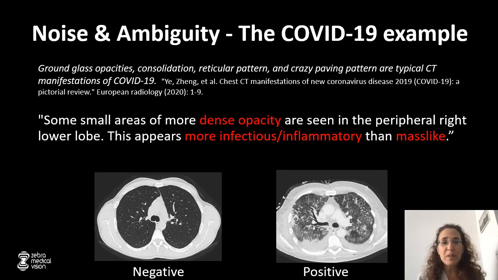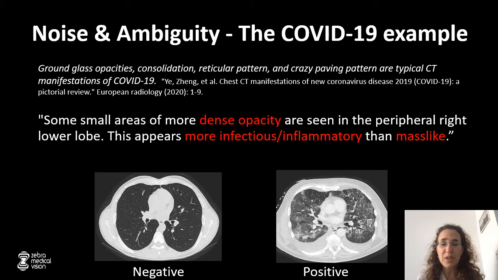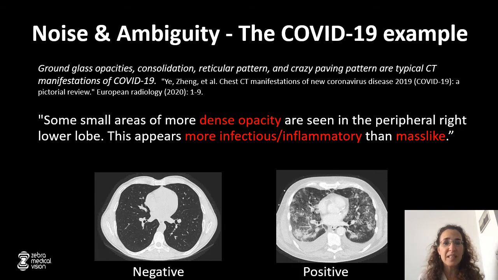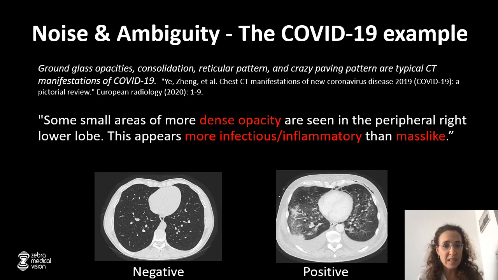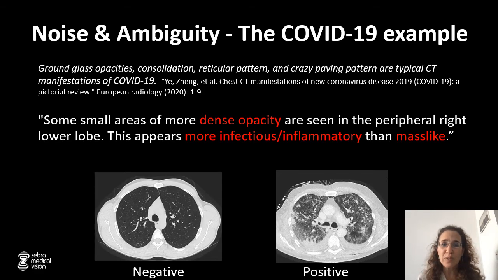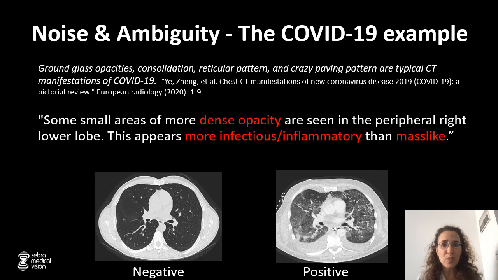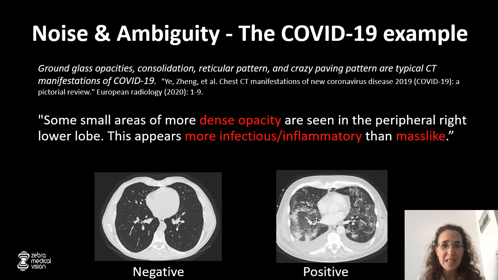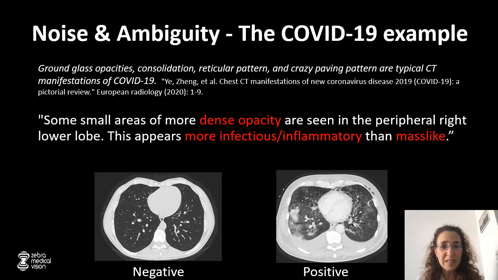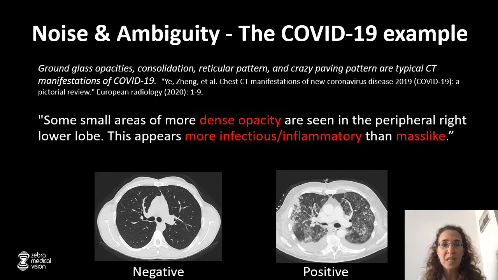An example to demonstrate the concept of noise and ambiguity that one can sometimes find in radiologist reports is taken here from the application of COVID-19 detection in CT. So for identifying COVID-19 in CT, one would first look for GGOs, ground glass opacities, that are a descriptor consisting of hazy opacity that for COVID-19 have a specific distribution in the peripheral lower lobes.